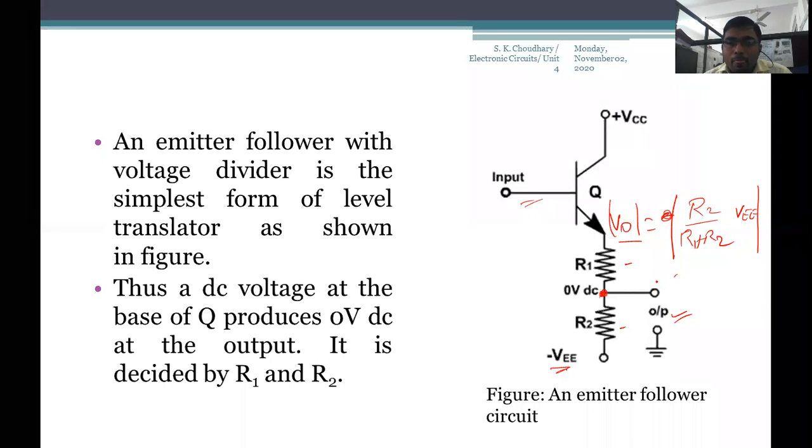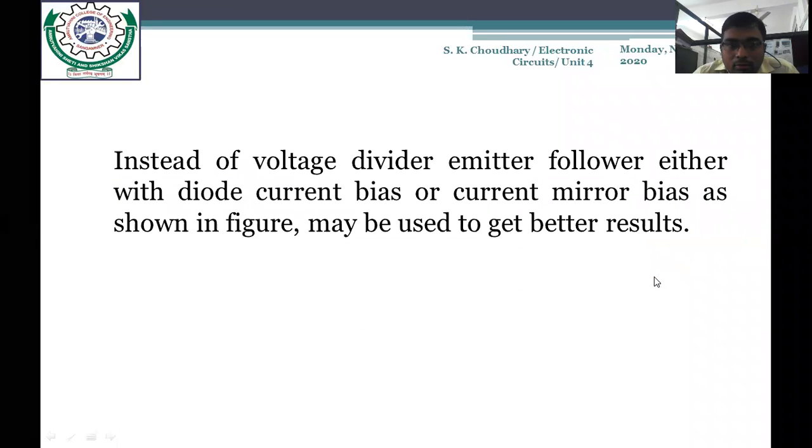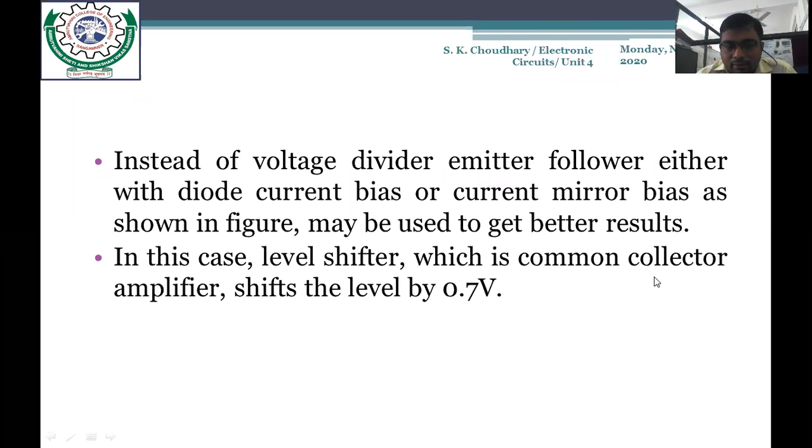Now instead of this voltage divider emitter follower, you can also use the diode current bias or current mirror bias that we have already seen, for better results. In this case, which is a common collector amplifier, what we have shown in the diagram, the emitter follower, the voltage would be shifted up by 0.7 volt. Means if the DC level has already shifted up to 0.7 volt, it would be brought down to 0.